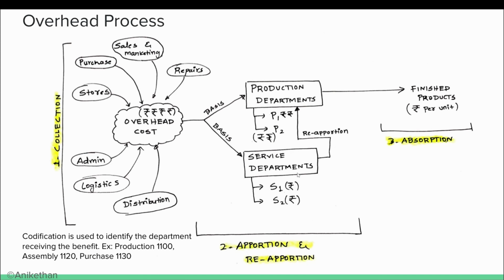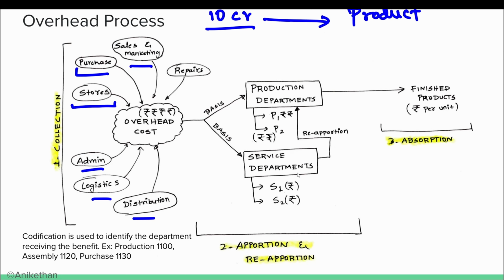The collection is happening in the first stage. All the costs related to different departments are collected: from stores, how much material was consumed and what the labor cost was; similarly from purchase, sales and marketing, admin, logistics, distribution. After that you will get a lump sum of overhead cost. Let's take it as 10 crores. Now this 10 crore finally has to be absorbed by the product, correct? On a per unit basis or per hour basis.